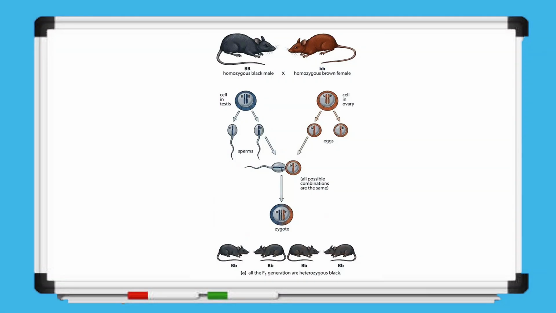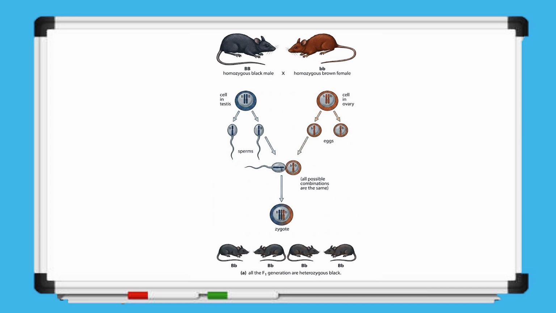Now diving deeper, the diagram shows a monohybrid cross in mice and explains step by step how traits are passed from parents to offspring based on Mendelian genetics. First, in the parental generation, a homozygous black male is crossed with a homozygous brown female. The male has 2 dominant alleles for black fur, while the female has 2 recessive alleles for brown fur.